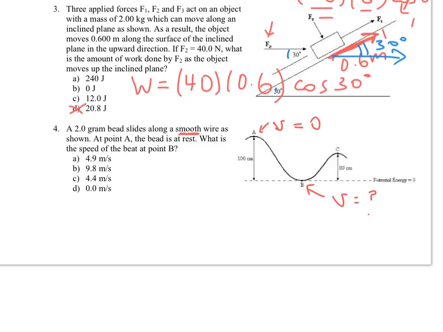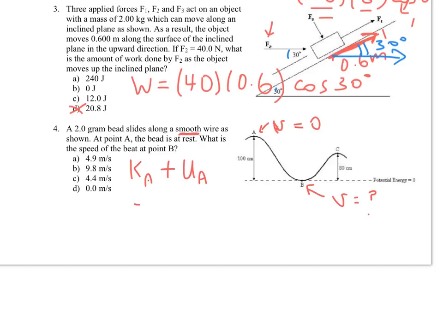Now, what you do here is use conservation of energy, because there's no friction and the normal force does no work. The net work done by the non-conservative forces would be 0. And therefore, what you have is conservation of mechanical energy, which is the easiest way to use that would be K at the initial point, which is A, plus U at the initial point.